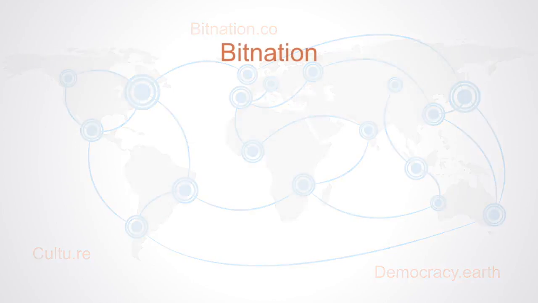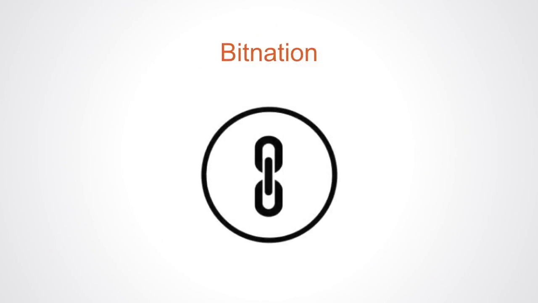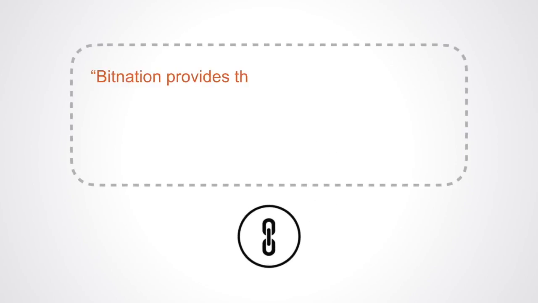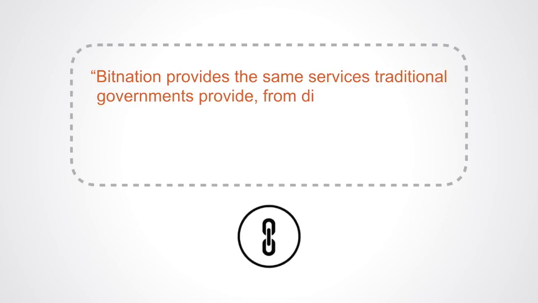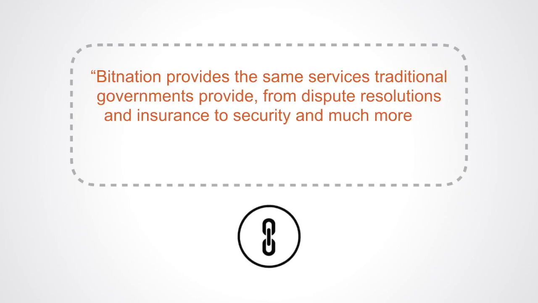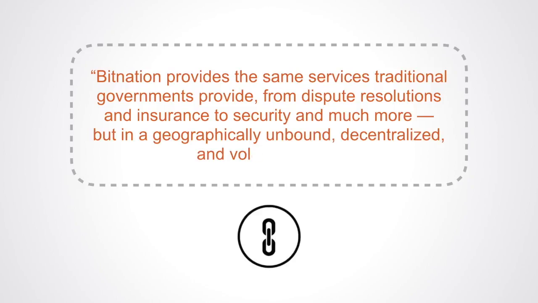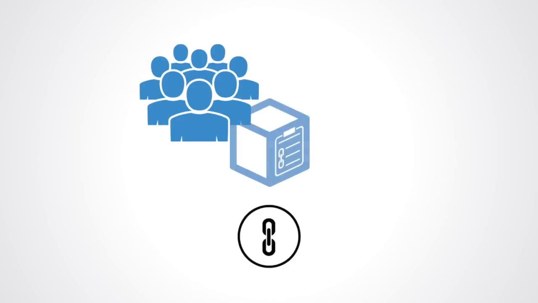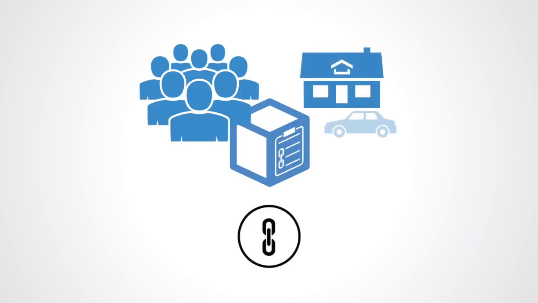BitNation is a collaborative platform for do-it-yourself governance built on blockchain technology. According to its official website, BitNation provides the same services traditional governments provide, from dispute resolutions and insurance to security and much more, but in a geographically unbounded, decentralized and voluntary way. To set up a political unit with BitNation, a group of people would write their own legislation, put it onto a BitNation blockchain, and everyone who wants to live by it signs up. To give the rules some weight and force, they would write smart contracts that are tied to the assets they own.